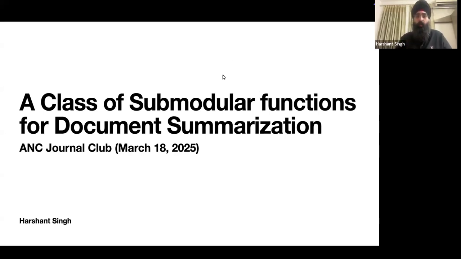So basically, I'll be talking about a class of submodular functions for document summarization. I'll define all these terms, but the basic point is that the paper aims to give a formal sort of setup for document summarization problems, and basically provides the necessary formal elements.